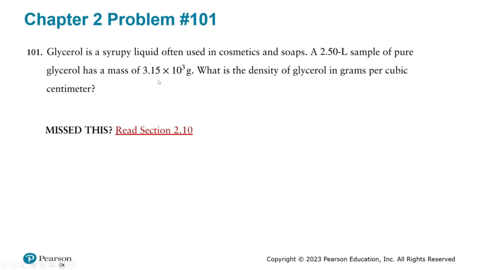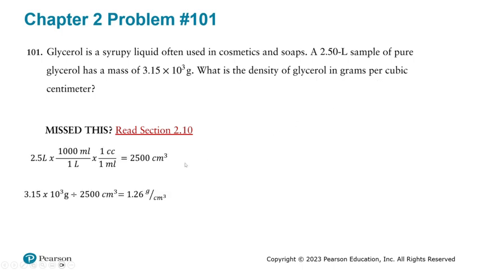So if we remember, density is mass over volume, or mass divided by volume. That's the formula. So we have a mass, we have a volume. So we have a density, we just don't have it in the proper units. So our goal is to get it into the proper units. You could do this in a couple different ways, but I think the most direct way is to take 2.5 liters.